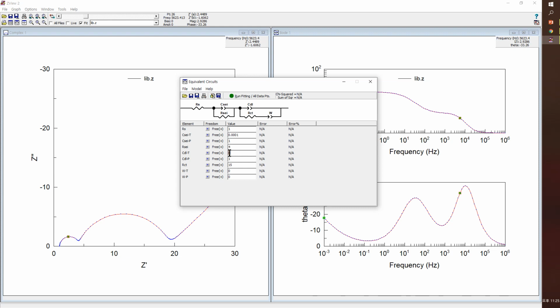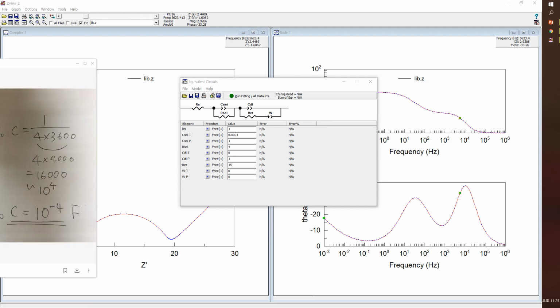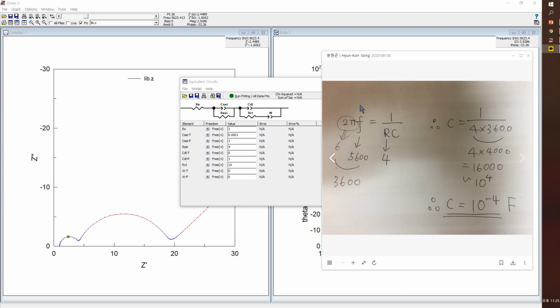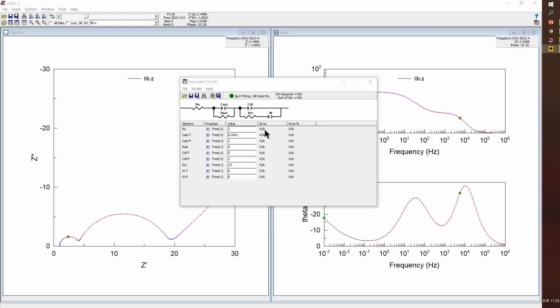And how about the capacitance value? By using these equations, you could expect the value. In my calculation, it is around, let me check it, 10 to the minus 3. 10 to the minus 3.